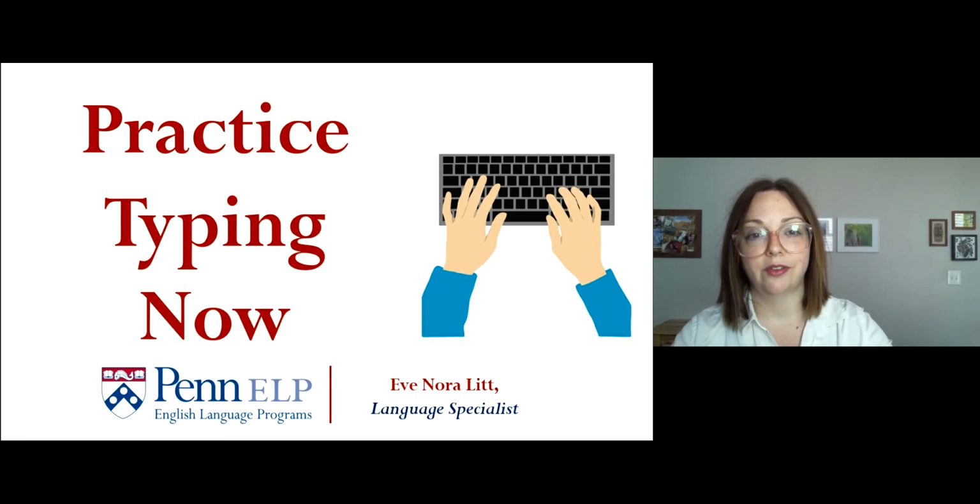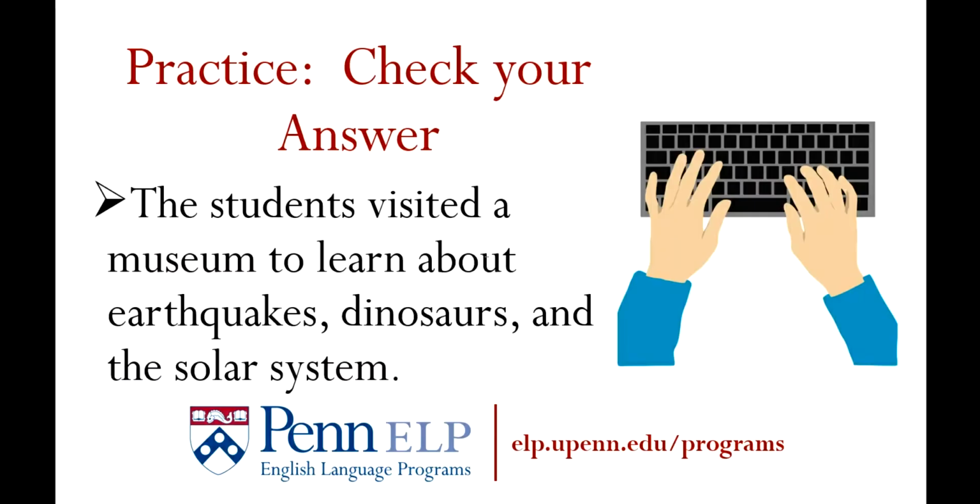Here's the right answer. How'd you do? Did you start the sentence with a capital letter? Did you end with a period? How was your spelling? Were you able to spell most of the words correctly? How about your use of commas? Were you able to use commas correctly in the list of museum attractions? Now you can practice more with this type of question and other types of questions on the DET website.